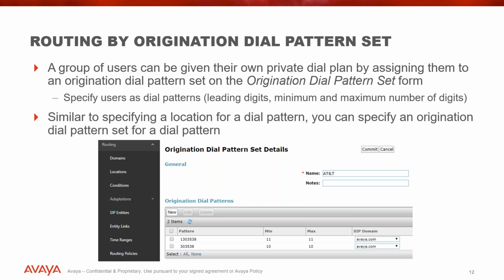So you specify those users as dial patterns, and these dial patterns are going to get matched against the calling number in the invite request. My example here, this looks very much like a dial pattern. So you have leading digits, and then you have minimum and maximum. I believe you can use ranges here as well. So my example, anything starting with 1303538 and totaling 11 digits is going to be part of this group. Also, anything starting with 303538 totaling 10 digits, and I've restricted it to avaya.com here as the domain.